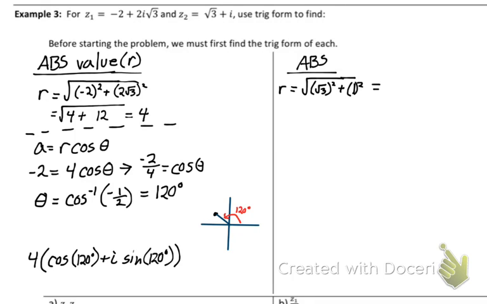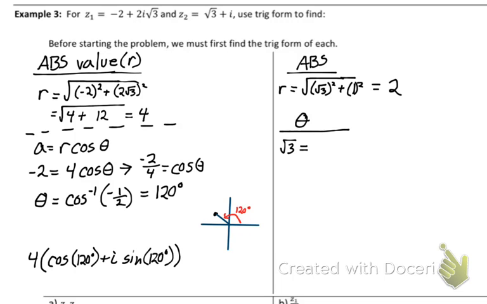Well, square root of 3 squared is 3, plus 1 is 4, so this is square root of 4, which is going to equal 2. Our r value is 2. Let's go ahead and get our theta. Maybe I'll put theta down this time so I know what I'm finding. Our theta, we're going to use that a equals r times cosine of theta. Our a was square root of 3.